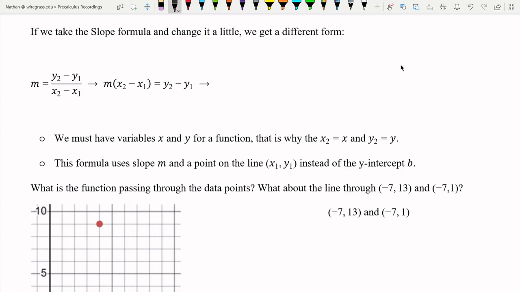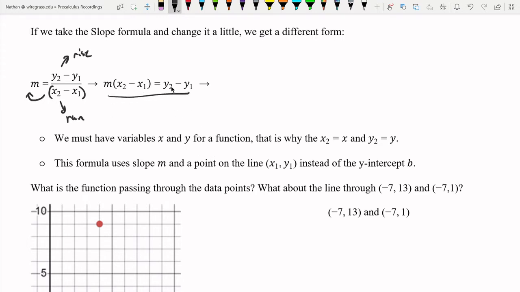Here we're looking at the slope formula, which of course is rise over run. But what I'm going to do to it is change it around a little bit. I'm going to multiply over this x2 minus x1. I'm going to multiply it over to this side. And that looks like this.